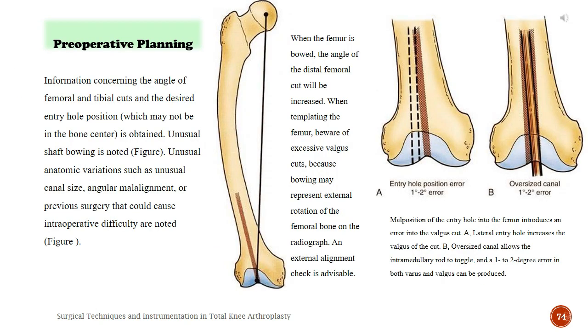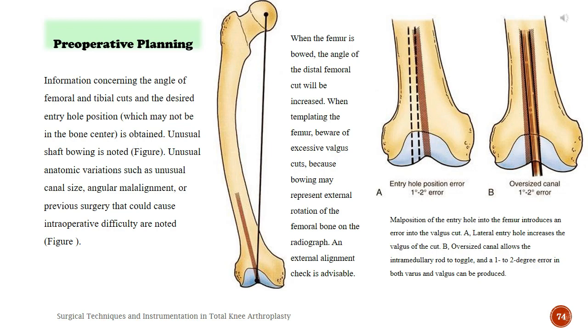Preoperative planning. Information concerning the angle of femoral and tibial cuts and the desired entry hole position, which may not be in the bone center, is obtained. Unusual shaft bowing is noted. Unusual anatomic variations such as unusual canal size, angular malalignment, or previous surgery that could cause intraoperative difficulty are noted. Notice, when the femur is bowed, the angle of the distal femoral cut will be increased.